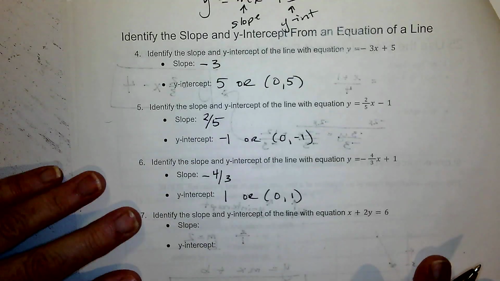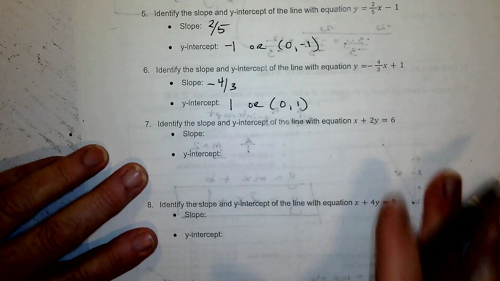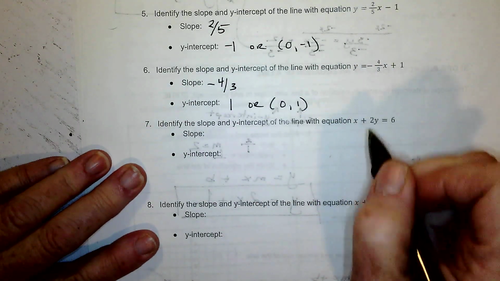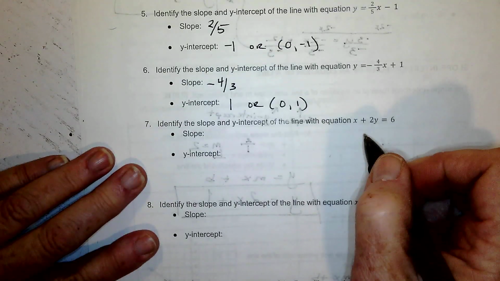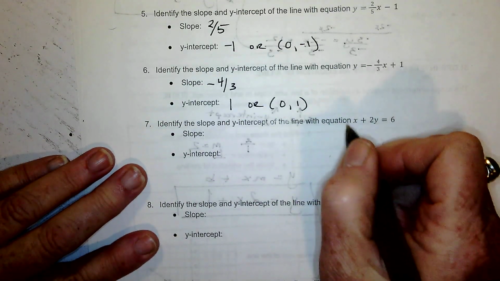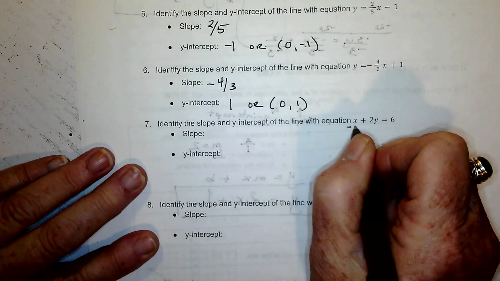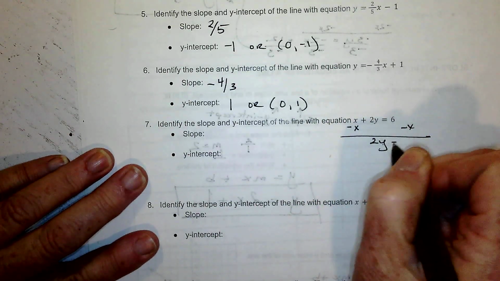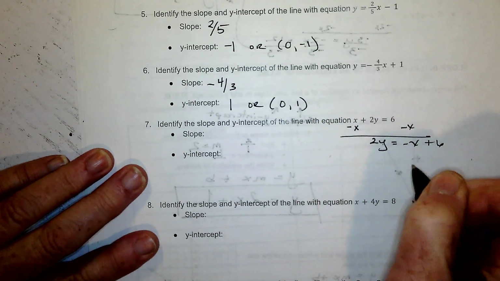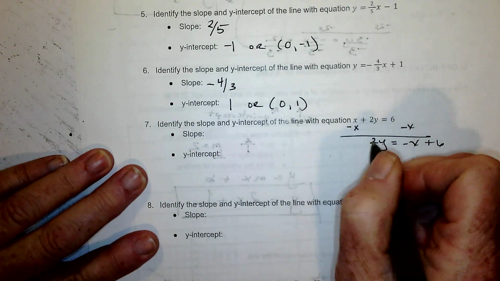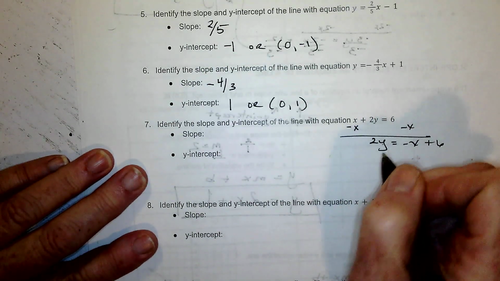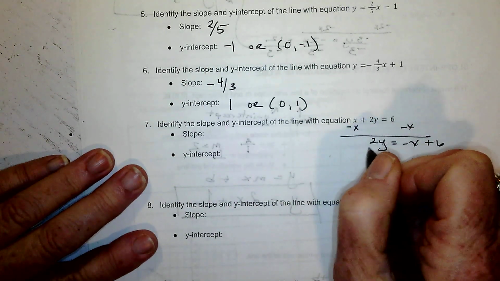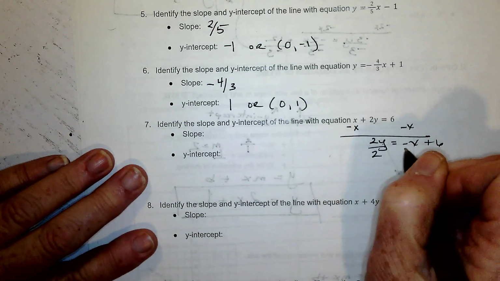The next one we're going to have to solve for y, in order to have it in our y equals mx plus b format. The first thing I need to do is move this x over to the other side of the equal sign. And I end up with 2y is equal to -x plus 6. Now I need to solve for y. 2 is attached to y by multiplication. The opposite of multiplication is division, so I'm going to divide both sides.